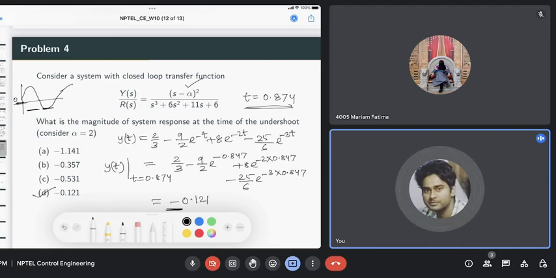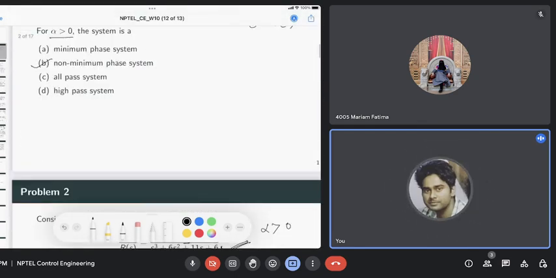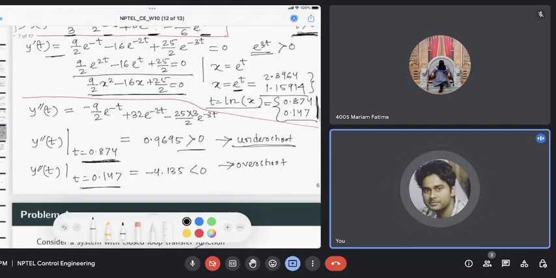It will be below that 0 because of this 0 crossing. We have also already seen that in the second question. Okay, number of 0 crossing, right? 2 0 crossing. So this response will be something like that.